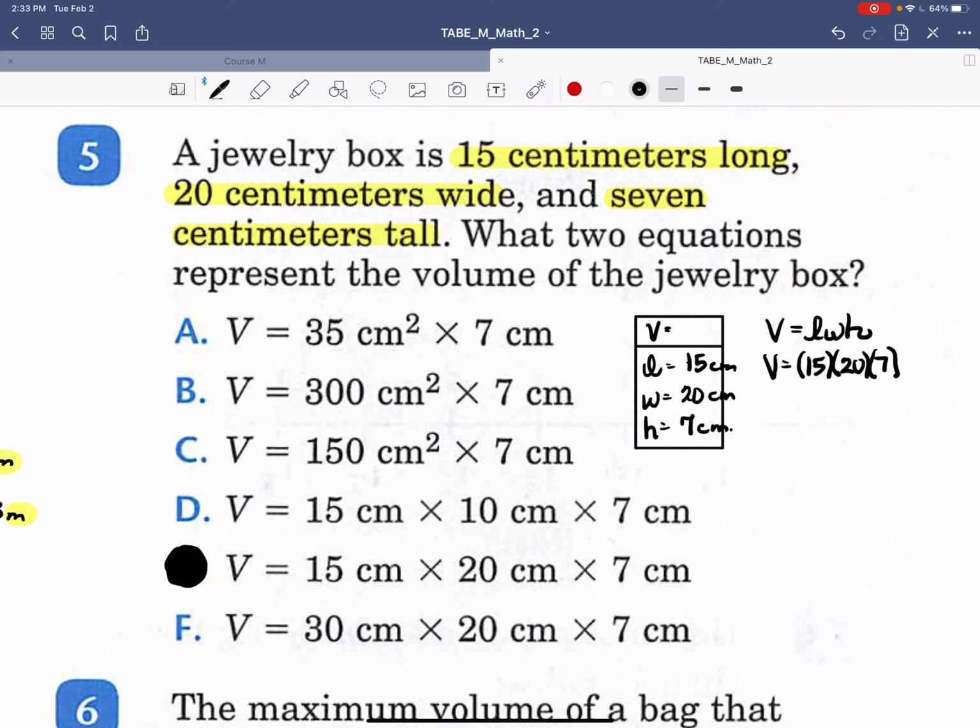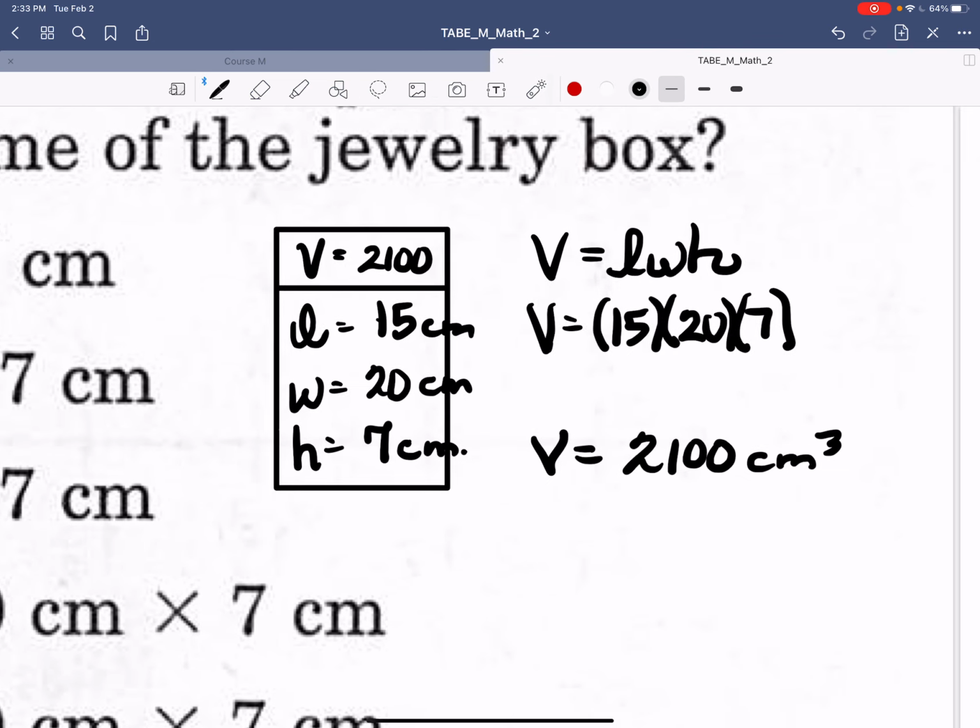So let's go ahead and solve this. You notice I left some space there. I'll show you why in just a minute. Normally I would not do that. 15 times 20 times 7 is 2100 cubic centimeters. But that's not one of my choices. So let me show you something here that they like to do.